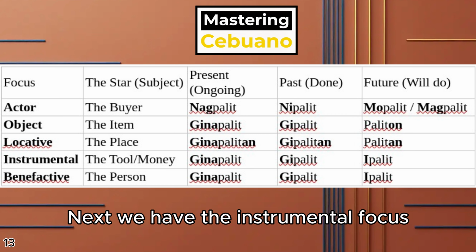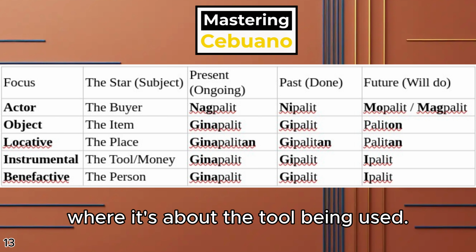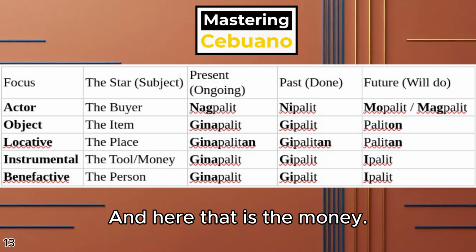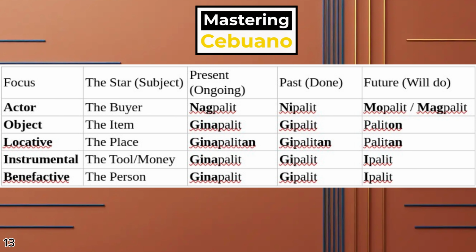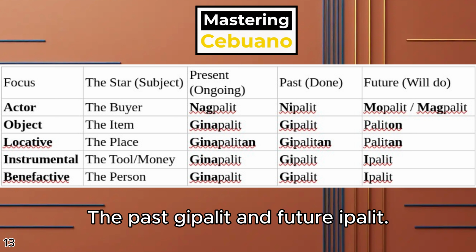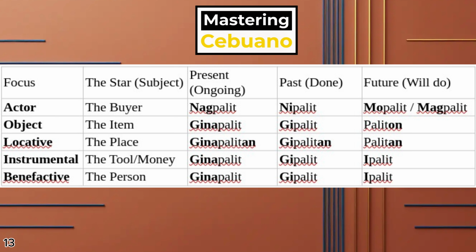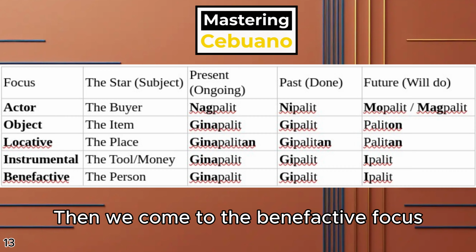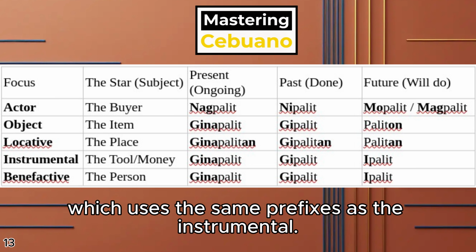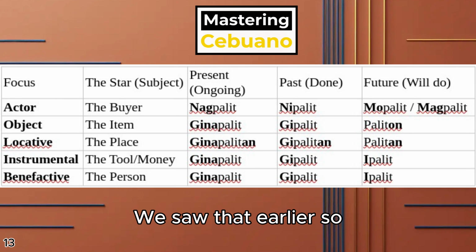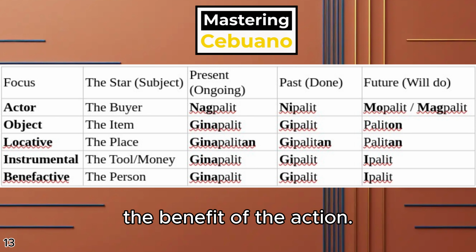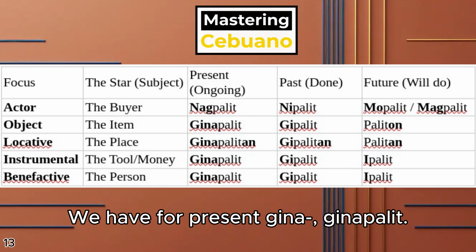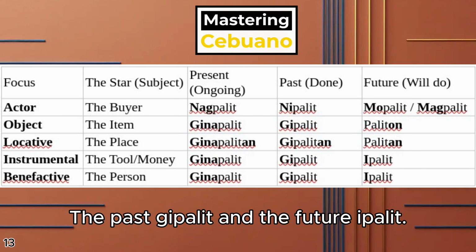Next, we have the instrumental focus, where it's about the tool being used, and here that is the money. So we have prefix gina, ginapalit, the past gipalit, and the future ipalit. Then we come to the benefactive focus, which uses the same prefixes as the instrumental. We saw that earlier. So this is about the person receiving the benefit of the action. We have for present ginapalit, past gipalit, and the future ipalit.